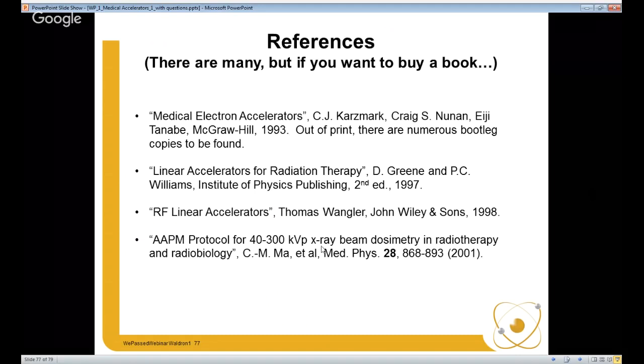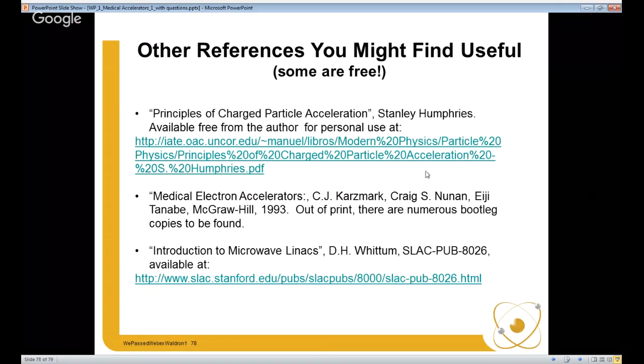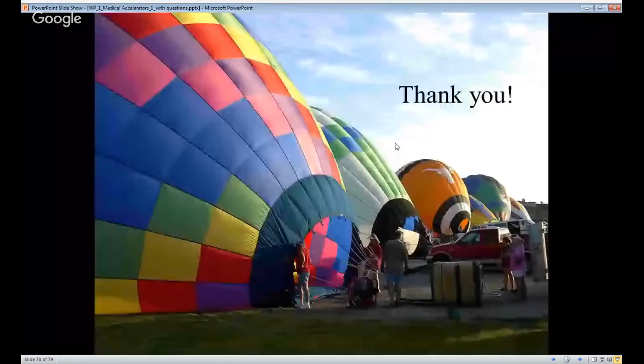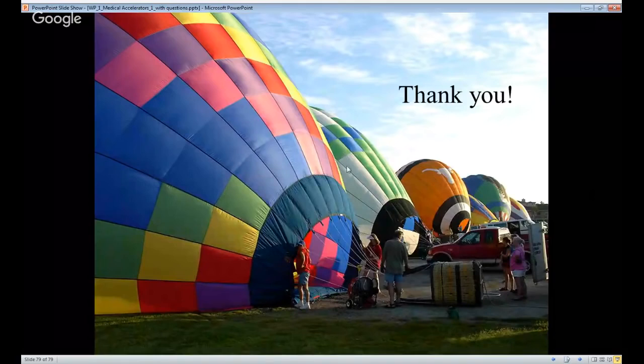If you want to know more about linear accelerators, I strongly recommend Wangler and, of course, Karzmark. There are some free resources available, and I strongly encourage you to seek these out. Both of these are very, very good texts on accelerators. Thank you all very much. And I guess if we can, we could do questions.